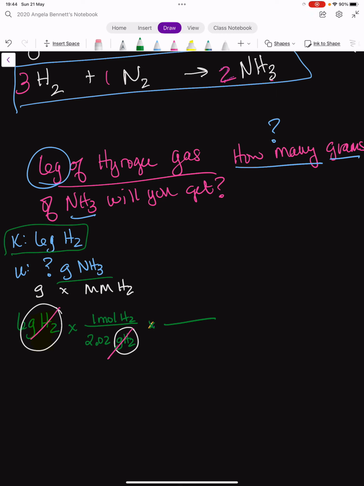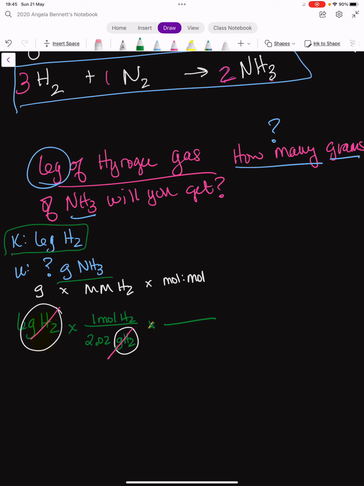I don't want moles of H2. I want to transition over to ammonia. So if you have the map that I gave you in class, we went from grams to moles, and now I need to cross over from hydrogen to ammonia. So I've got to cross over from moles to moles, so I'm going to have to use the mole to mole ratio. And I need my balanced chemical equation to do that.